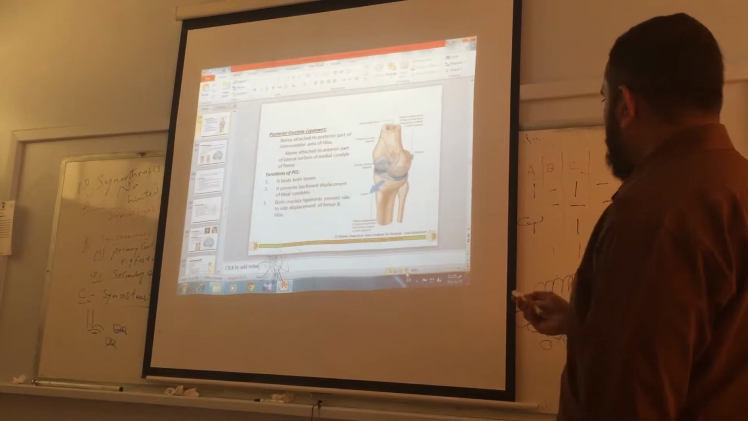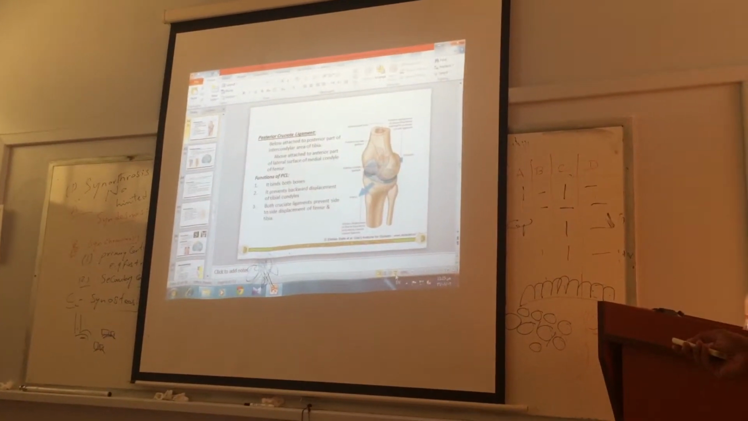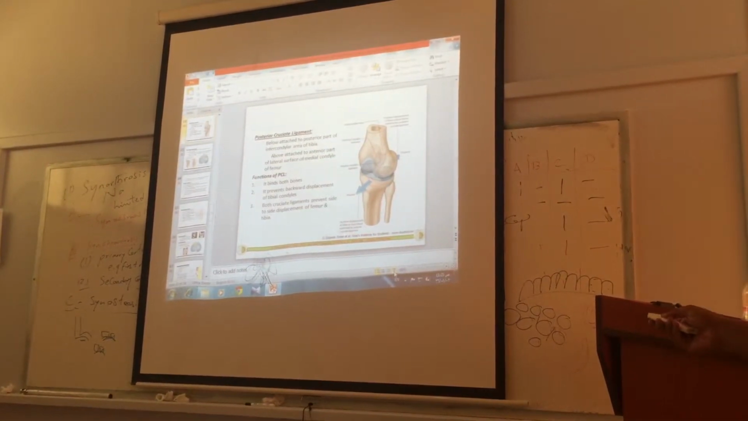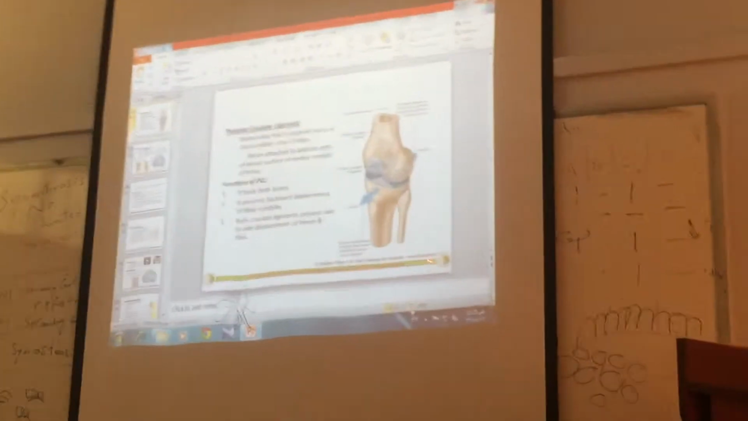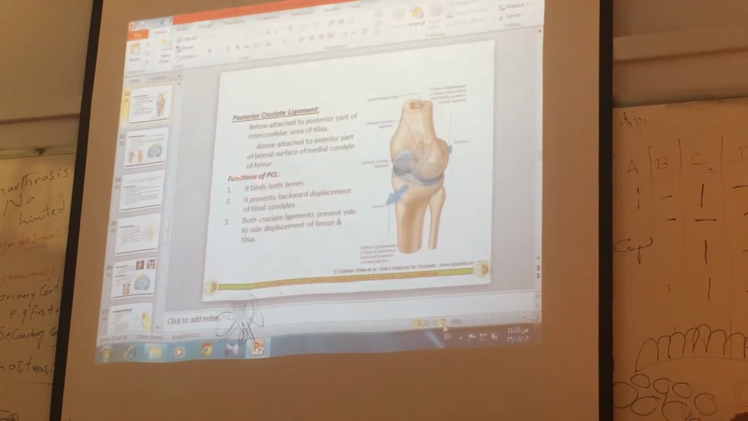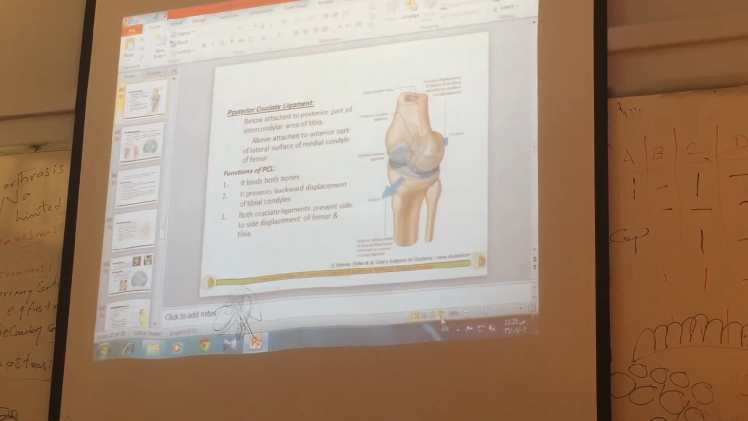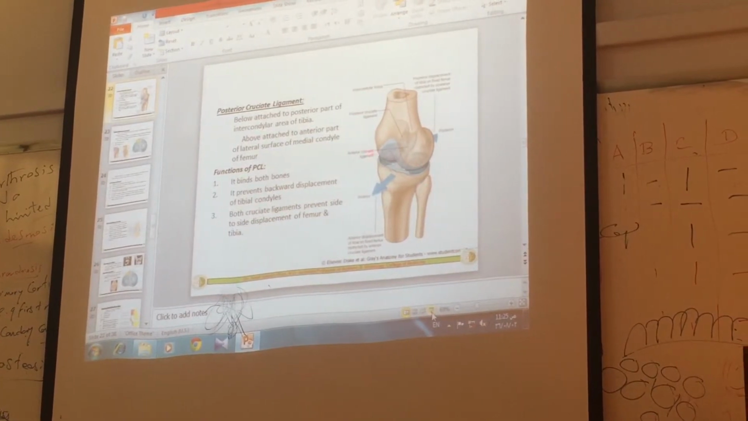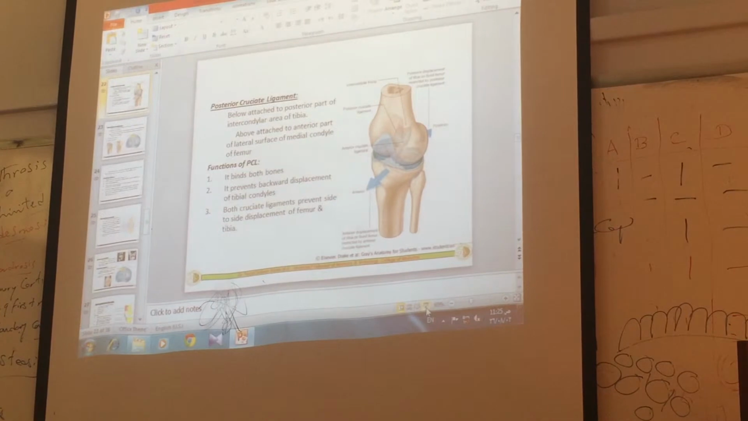Coming to the posterior, if you can see here, the pictures will be showing. This anterior cruciate ligament prevents anterior displacement of the tibia, so the posterior cruciate ligament prevents the posterior displacement of the tibia. It binds both the bones, then it prevents backward displacement of the tibial condyle. And both cruciate ligaments prevent side-to-side displacement also. It can slip on the side also, so that is also prevented.